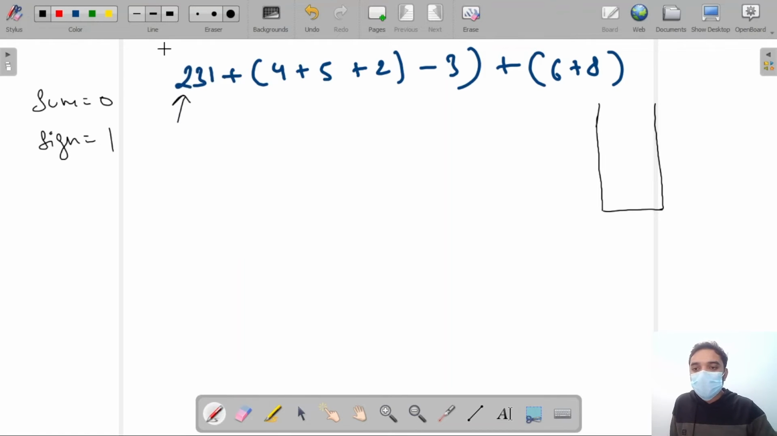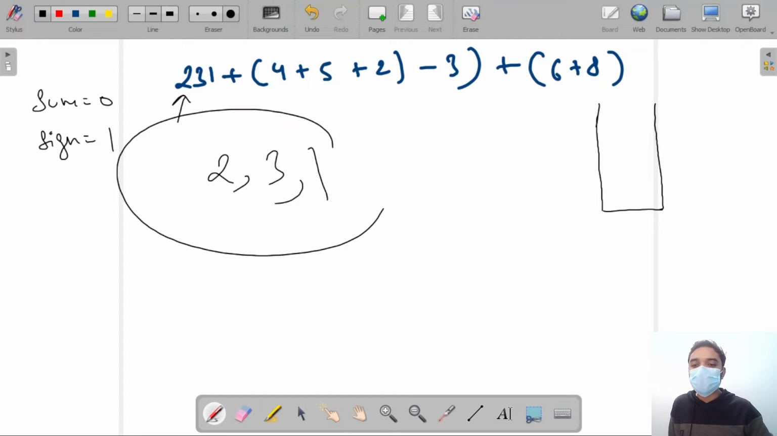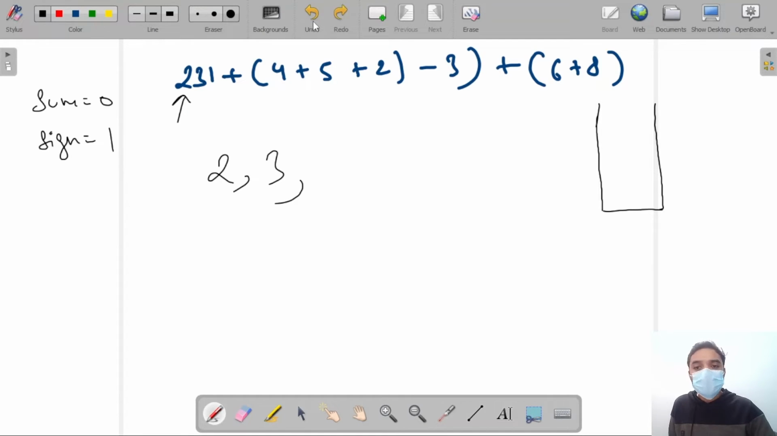Let's say I get 2 here, and after this again I get a character 3. After this again I am getting a character, I am not getting any plus or minus sign. So we will write some code which will convert this 231 to the exact value 231. Now we have access to 231, so I'm just going to update my sum to 231.